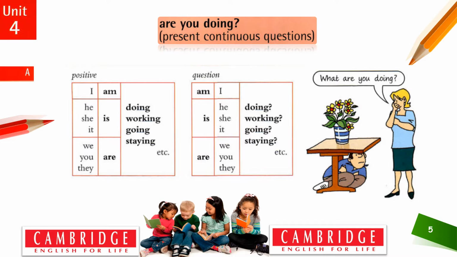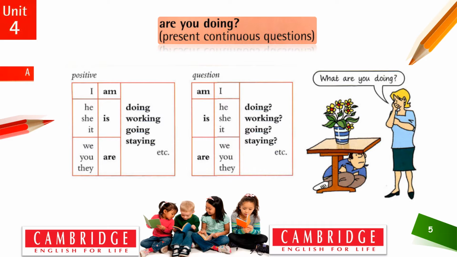But when we write questions, let us remember the fact we need to understand the format. We need to understand the structure of the question format. First, we write the auxiliary verb. Am I doing? Is he doing? Is she working? Is it going? Are we doing? Are you going? Are they working? Are they staying, etc. So first we need to write the auxiliary verb, then we write the pronouns, and then we write present participle.